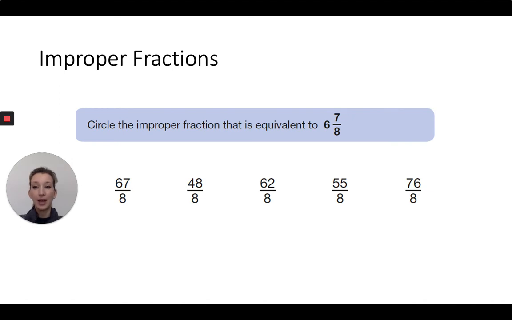Okay, how did you get on? So we've got 6 wholes, and what's really important is this denominator in 8s. So you would do 6 times 8, because there are 8 in each whole, and there's 6 wholes. So that's 48, and then you've got those 7 remaining in the numerator. So 48 plus the 7 would bring us to 55/8. So 55/8 is your answer.